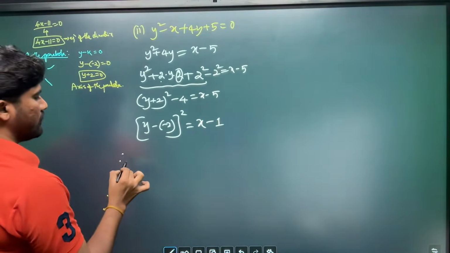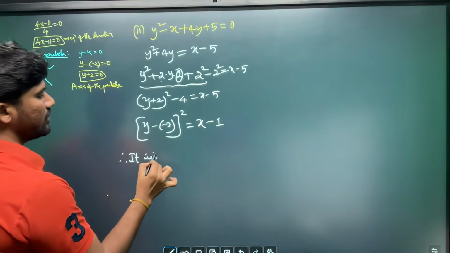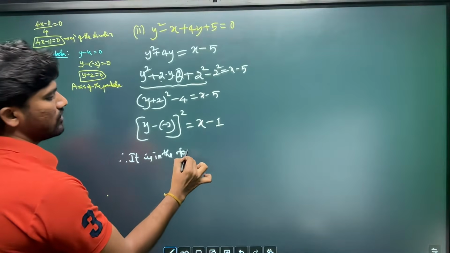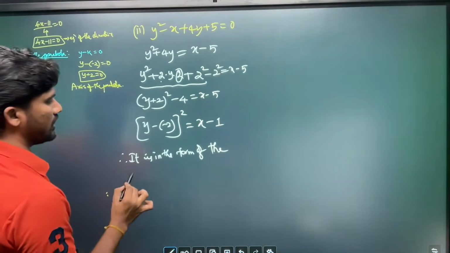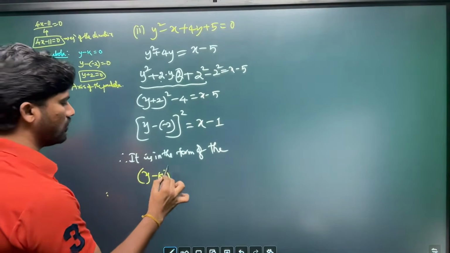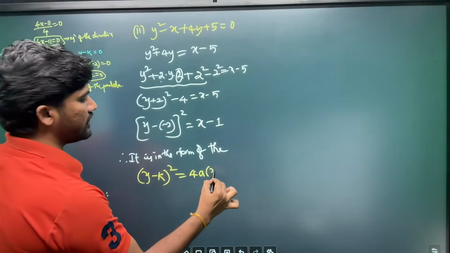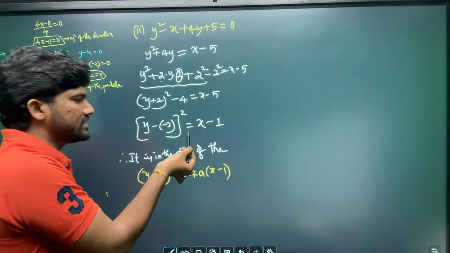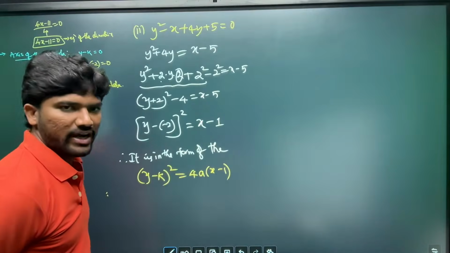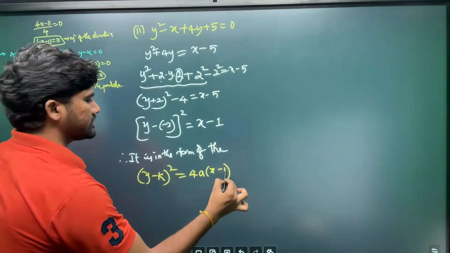Okay, so therefore it is in the form of, so what is the equation of the parabola? General equation of the parabola: y minus k whole square is equal to 4a into x minus 1. See here no need to take any value common from this RHS. Why? Because x coefficient మనకు 1 ఉంది కాబట్టి no need to take x minus h.